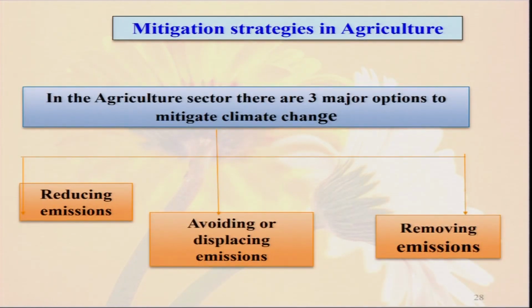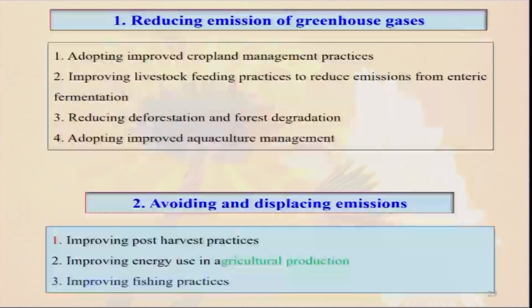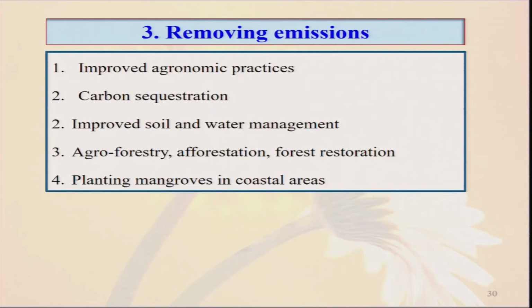So what are the different types of mitigation strategies in agriculture? Number one is reducing emission. In agriculture, although we are contributing a smaller amount of greenhouse gas emission, there is some scope. Second, removing the emission, which is very important. Whatever carbon dioxide and other gases have already been emitted into the atmosphere, how can we bring them back to our soil? We can do this under improved agronomic management practices.